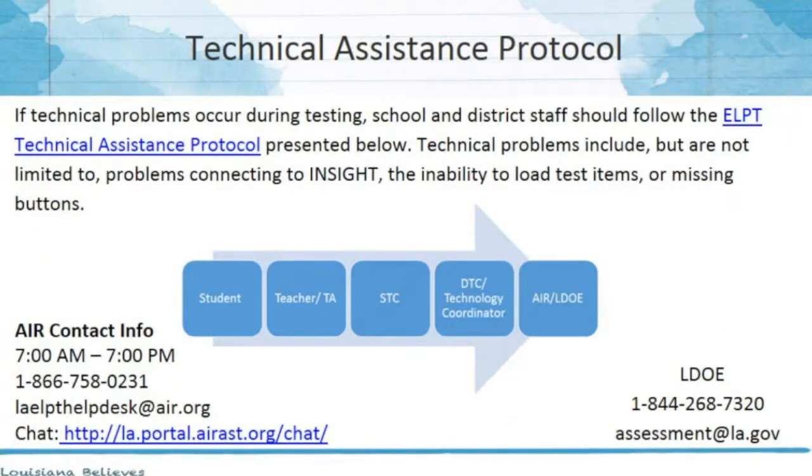Again, the technical assistance protocol is the same as it always is every year. However, this one has the information for AIR on it. So if you want to print out a one-pager with this protocol, you can click the link here. It has AIR's phone number, email, chat link, and their hours of operation, which are 7 to 7, along with our information as well.